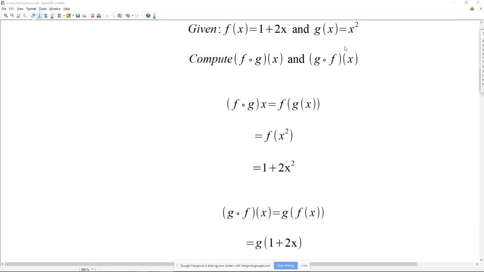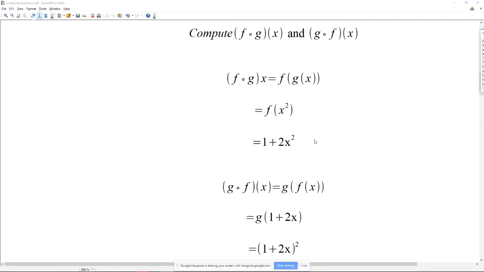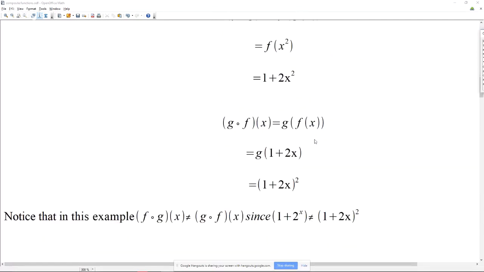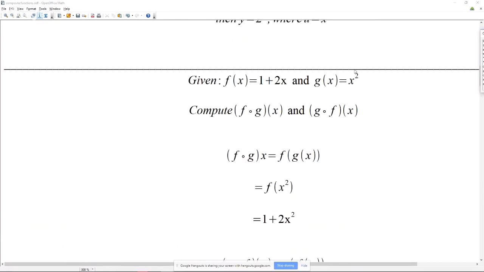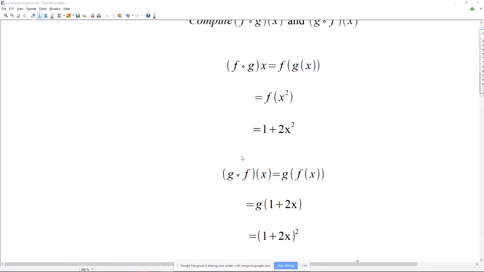Now, the g function is a squaring function. So if this is a squaring function, what do you think this should look like? Before I show it. If this right here is going to be going into this x, what's that going to look like? Yeah, the whole thing's going to be squared. There you go. So it's (1 plus 2x) squared, because I'm just taking this and I'm putting it in here. So the first way I put it here to here, and the bottom way I put them here to here. Now, are these the same equation?